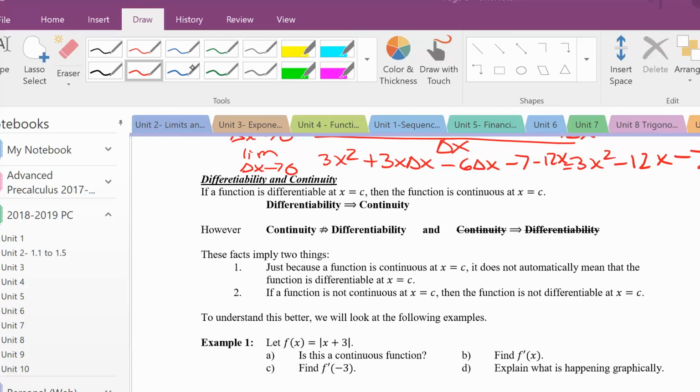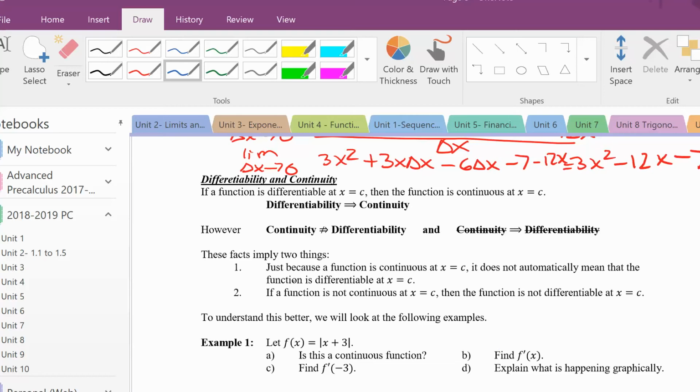Welcome back to the second part of part one notes, and that is we'll talk about differentiability and continuity. Differentiability implies continuity, meaning in order for a function to be differentiable, meaning you can take the derivative at a value, then the function is continuous at that value. However, if it's continuous, it doesn't mean it's differentiable, so it doesn't mean the same thing vice versa.